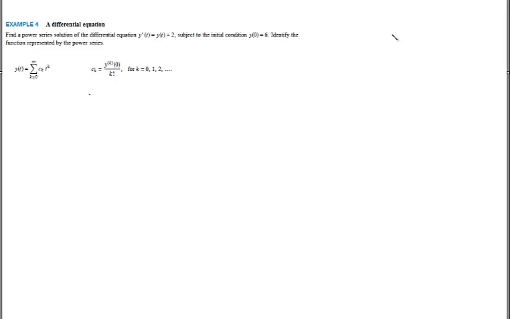Alright, so first thing, let's substitute the initial condition into the power series and see what we get. In substituting this in, we find that our first constant is 6.